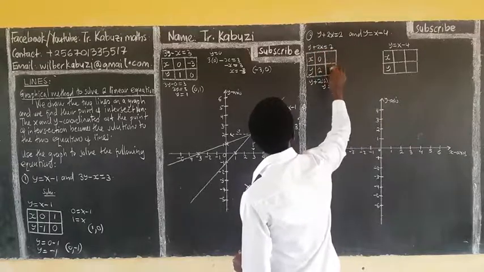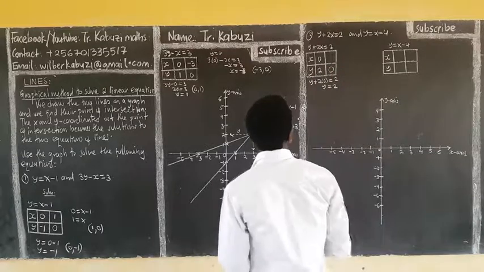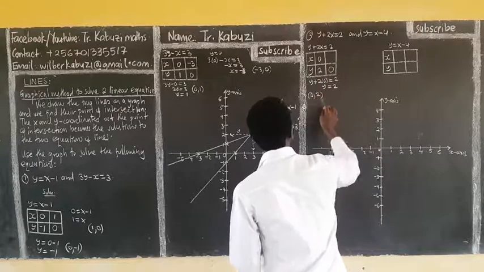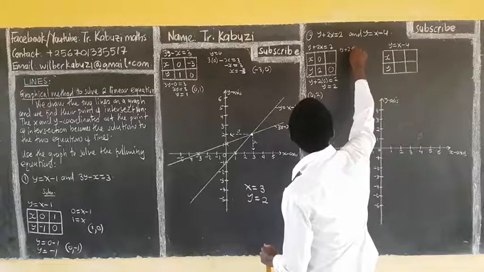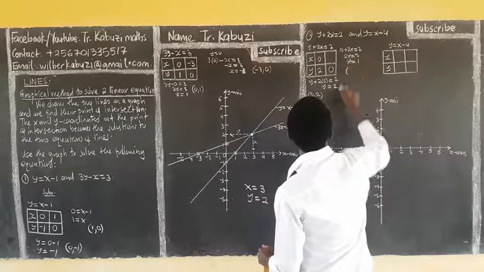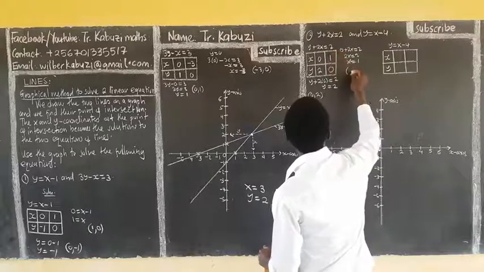Then again, this time when y is 0. When y is 0, first of all, the previous point is going to be 0, 2. When y is 0, you have 0 plus 2x equals 2. So your 2x equals 2 and your x will be 1. So this point becomes 1, 0.